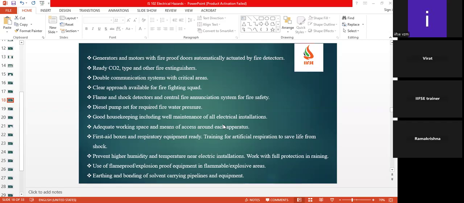Then prevent higher humidity and temperature near the electrical installations, work with full protection in raining, and use flame-proof and explosive-proof equipment in flammable and explosive areas. We have a slide at the end where we'll see different types of flame-proof electrical fittings as well. Earthing and bonding for the solvent carrying pipelines and equipment.